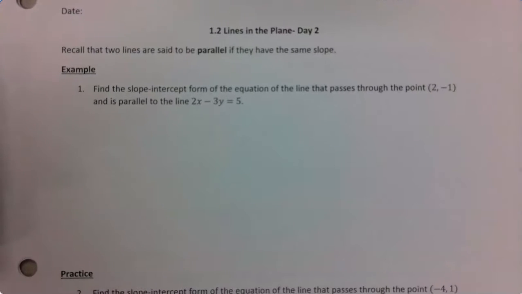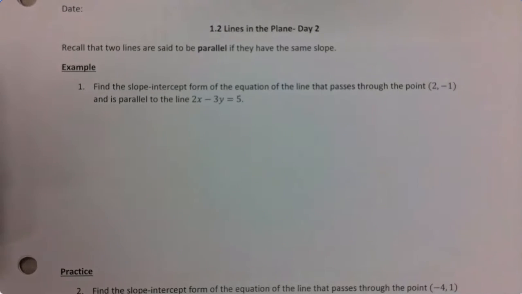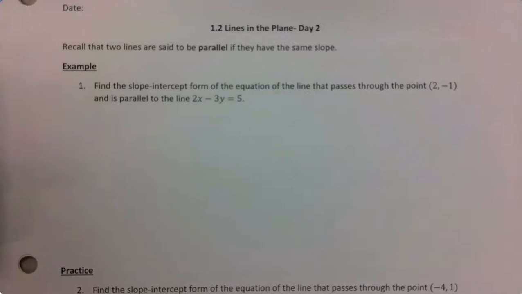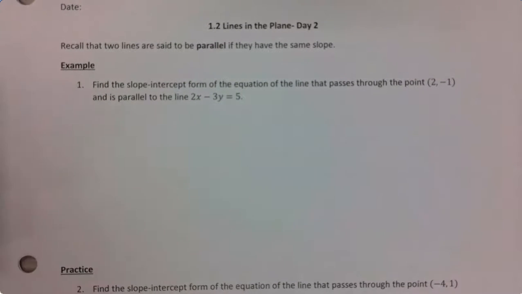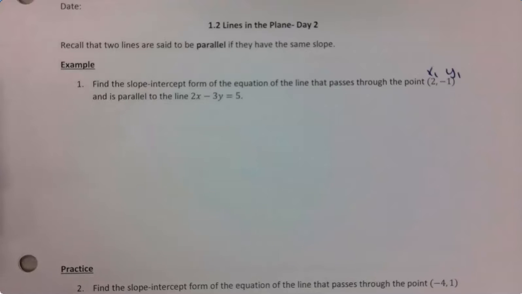So today we are talking about parallel and perpendicular lines. Remember, parallel lines have the same slope. Okay, so number one wants me to find the slope-intercept form of the line that passes through the point (2, -1). So it's going to be my x1, y1. And then it gives me this equation, 2x minus 3y equals 5.